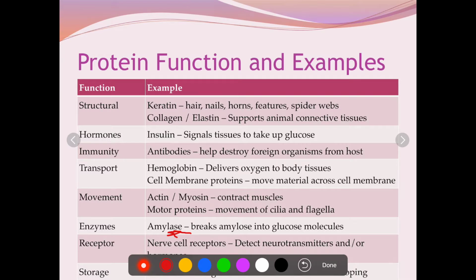Receptors, that's going to kind of go along with cell signaling. So we'll see that in Unit 5. And then storage, such as albumin, that can then be converted into other types of proteins later on.